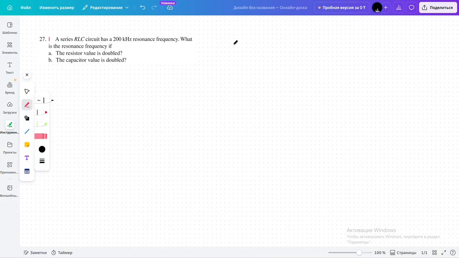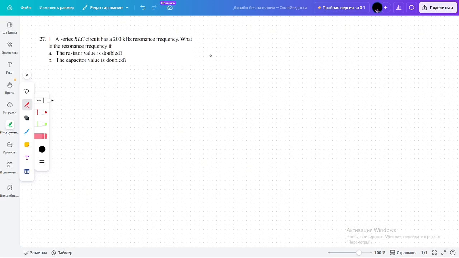Hello, this week we're diving into RLC circuits in AC current. I'll solve problem 27 from Randall and focus on resonance frequency, using the PRADA model to explain the logic of the circuit.